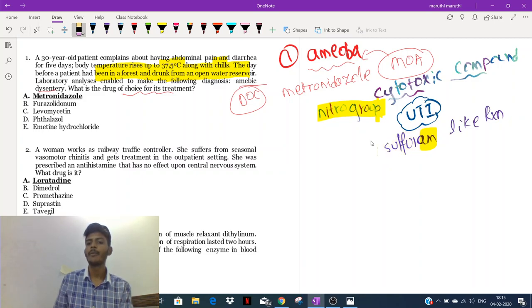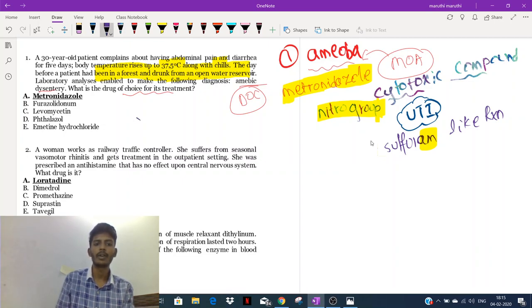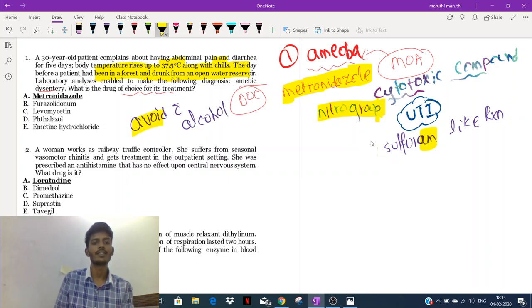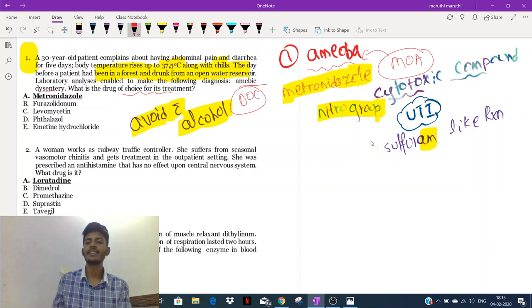Like disulfiram, the drug that works similarly is metronidazole. Now the point is that metronidazole should be avoided with alcohol. In fact, a simple statement I can give you is that all antibiotics should be avoided with alcohol. By this, you need to understand that metronidazole is a drug which can be used in urinary tract infection, some gram negative anaerobes, as well as amoebic infections. Okay, so this is the story for metronidazole.